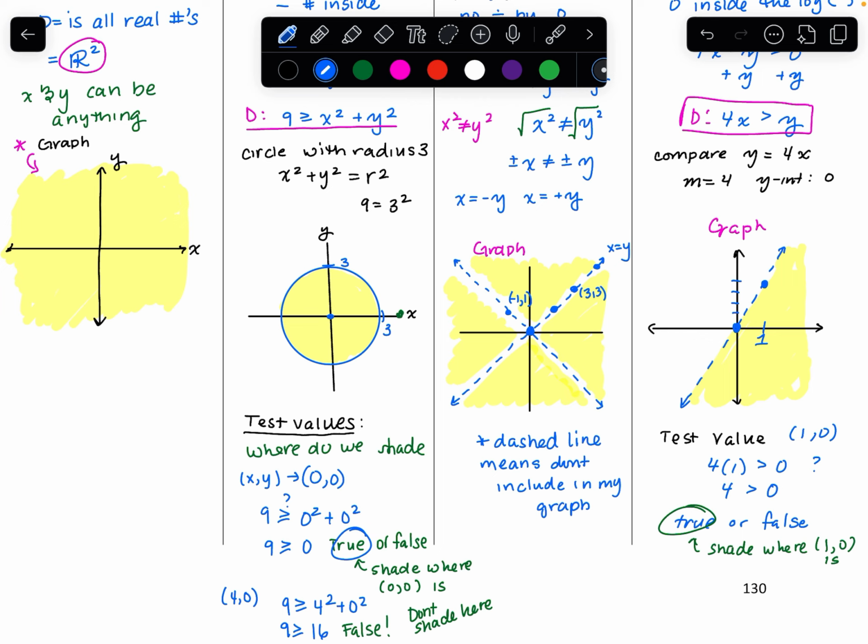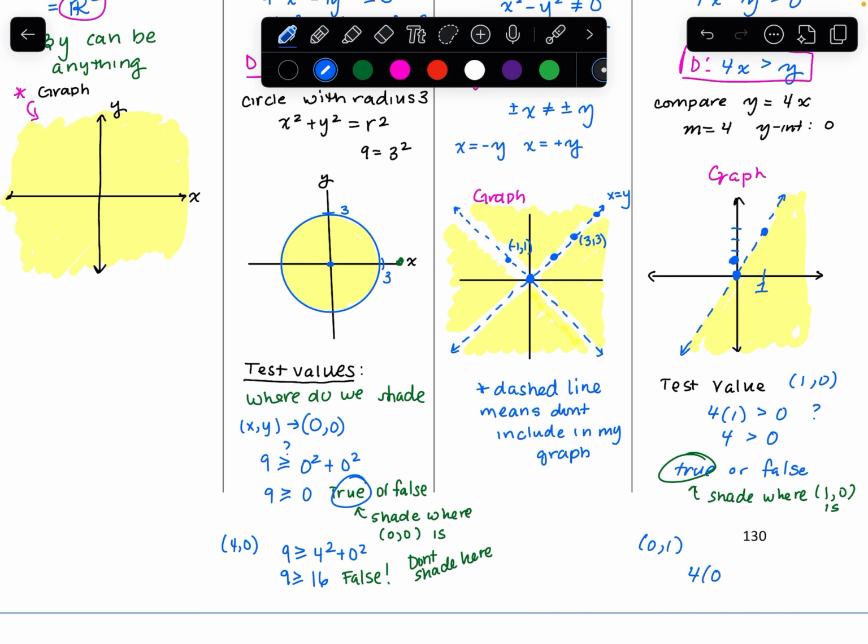But let's say I tested another value, like the point, let's do this one right here. That's the point 0, 1, right? So 4 times 0 bigger than 1. Is 0 bigger than 1? False, right? Don't shade there. So that was this point right here. We got a false statement. That means don't shade over here. These values are not a part of my domain.